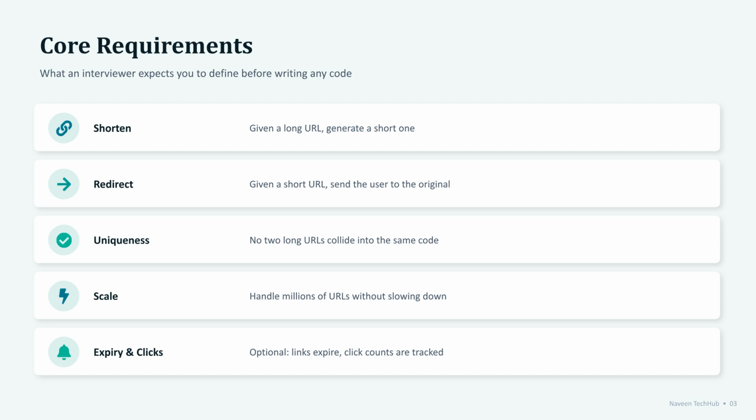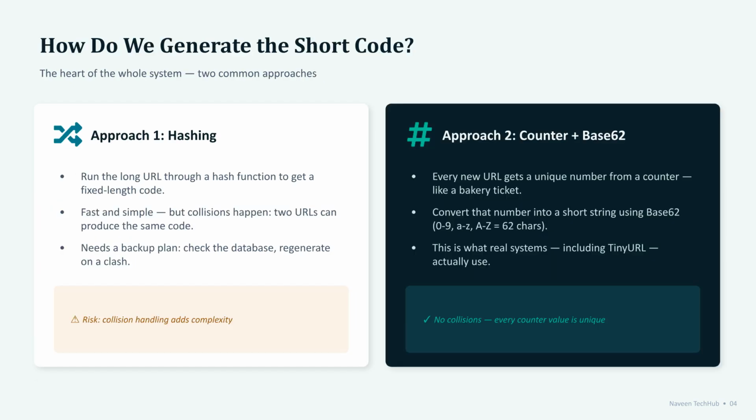Fourth requirement, scale. The system should handle millions of URLs and many more redirect requests. In real systems, creating short URLs may happen less often, but redirecting can happen very frequently. Fifth requirement, optional features. We can support link expiry, click tracking, analytics, custom aliases, user accounts, spam detection, and rate limiting. For a beginner interview answer, we can first focus on shorten and redirect. Then we can mention optional features if the interviewer asks for extensions. This is a very important interview habit. Start simple, then scale.